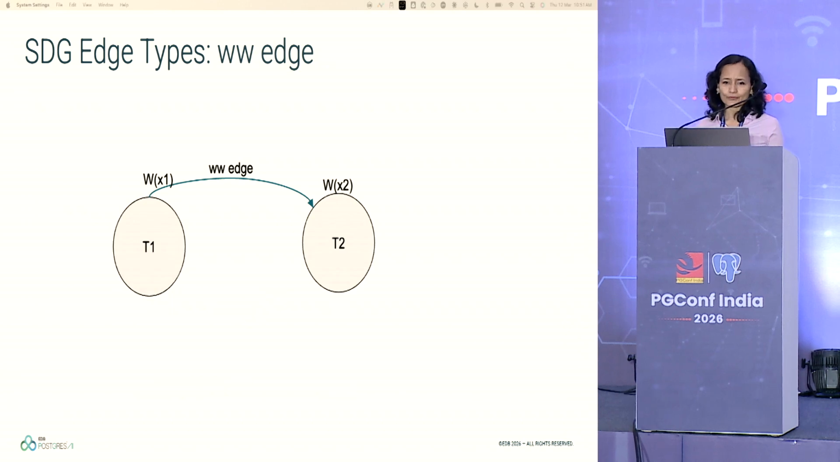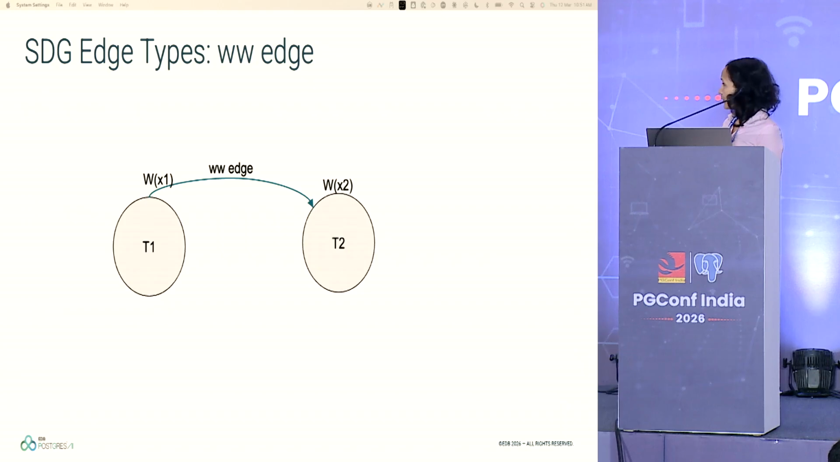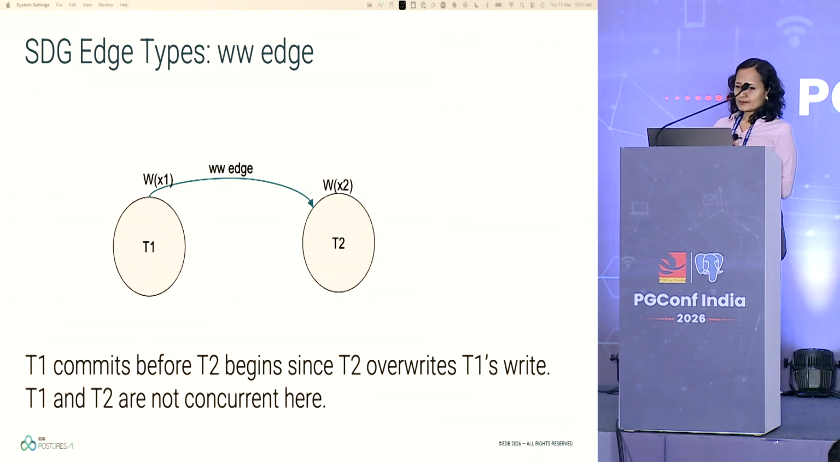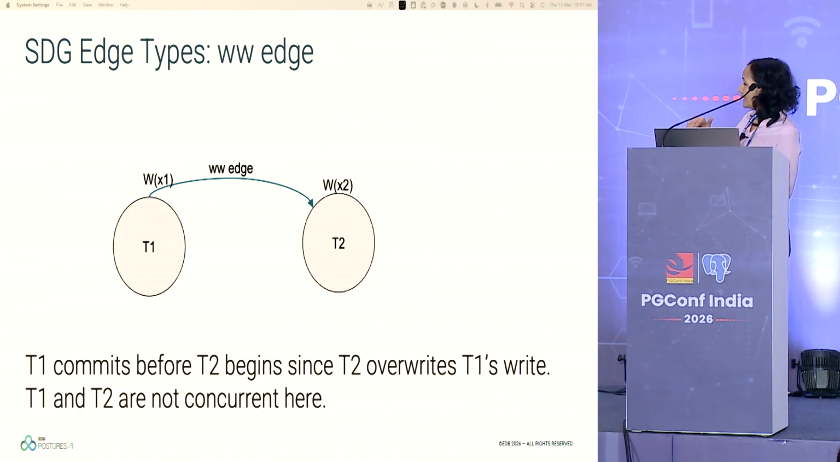There are other types of edges. This is the WW edge, wherein T1 and T2 are not concurrent. T1 commits before T2 begins, so T1 happens first. T2 sees its write and does another write. So T1 has written X1 and T2 has written another version, X2. These two are not concurrent, and this is a write-write edge.